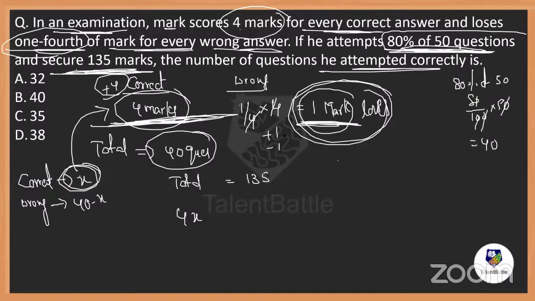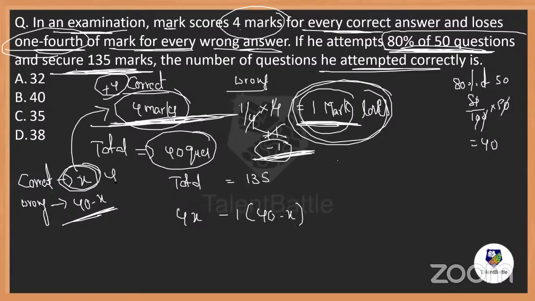But he is going to lose marks here, so should I take it as minus or plus? It is minus 1, because he is going to lose the mark. So you need to consider it as minus 1. For the 40 minus X wrong questions, each question is minus 1. So you get minus 1 into 40 minus X marks for the wrong ones.